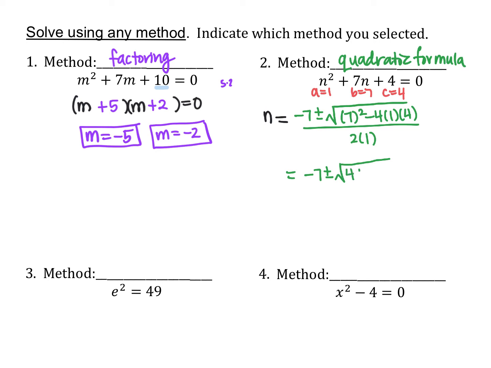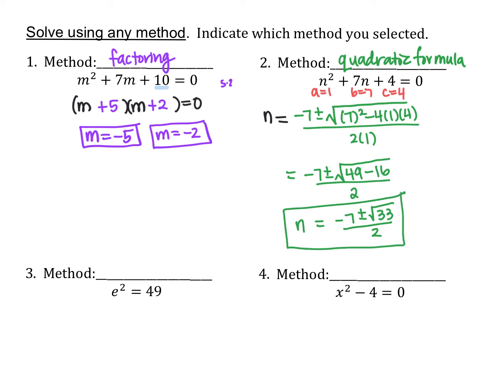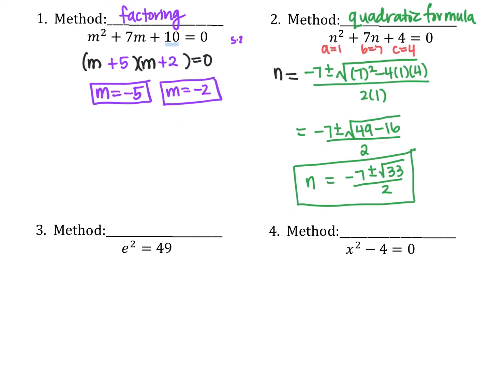7 squared is 49. 4 times 1 is 4. 4 times 4 is 16. 49 minus 16 is 33. Now do I know the square root of 33? I don't. It's irrational, which is the whole point, the reason I couldn't factor it in the first place. So for my n, I got n equals -7 plus or minus the square root of 33 over 2. In this case, I had to use the quadratic formula because factoring would not work. And square root doesn't work when there's a b value. Okay, let's go ahead and try the next two.